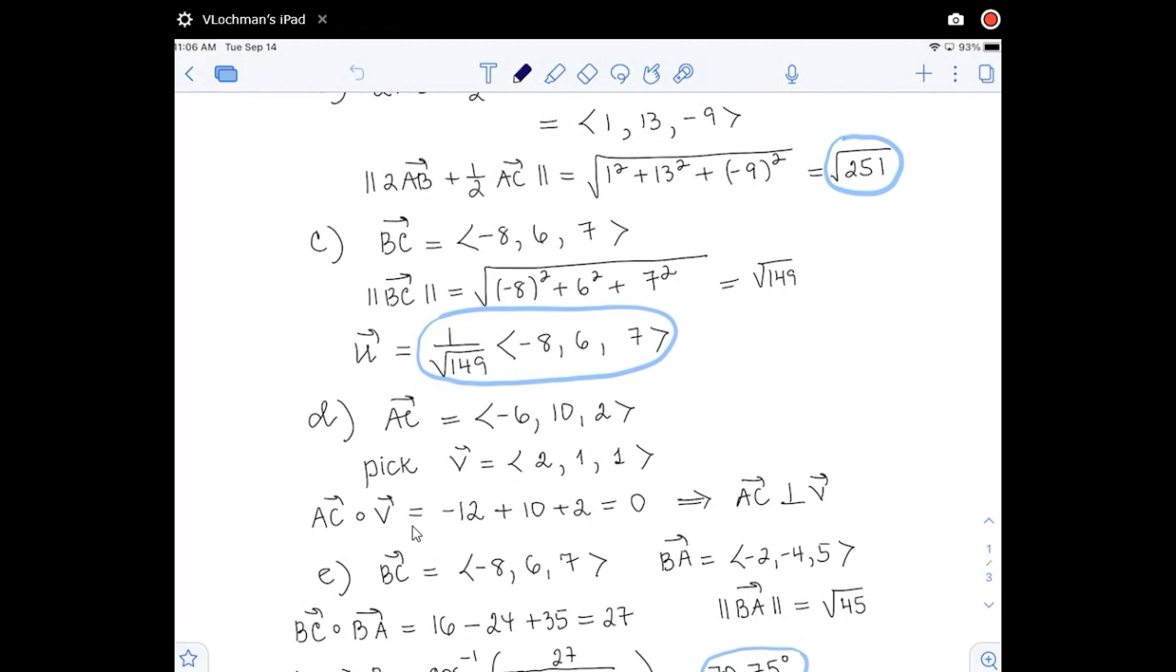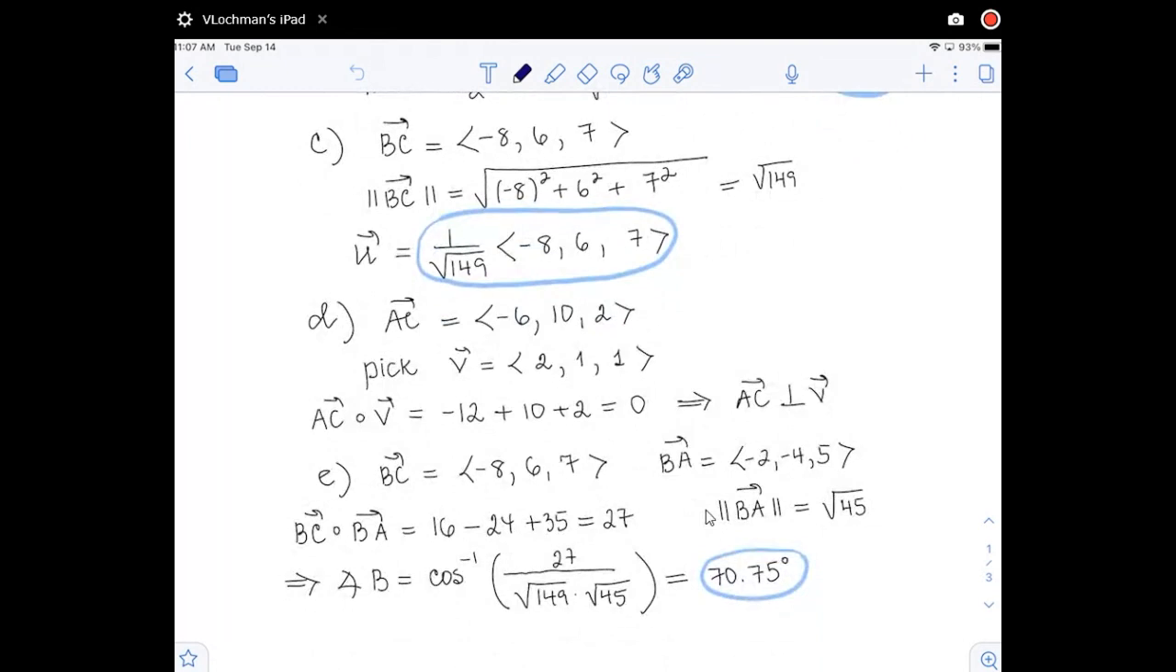Or you could also pick any vector such that the dot product is 0. Okay, and you can just pick a couple of values. Let's say I picked 1 for the third component, then the other 2 are determined. Okay, you can figure it out algebraically and check that the dot product is 0. So in my case, AC is orthogonal to V. And again, all of you got this one right. You just had different answers, which is to be expected.